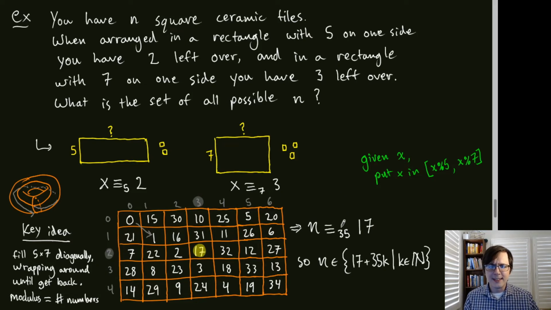And since we know this, we can now write out the complete set. It's the set of all natural numbers of the form 17 plus 35k, where k is a natural number. So we might have 17 tiles, we might have 35 plus 17 tiles, and so on. That's as far as we can figure out without some more information. Okay, so this is the sort of transformation we're looking at, taking 2 congruences and combining them into a single one.